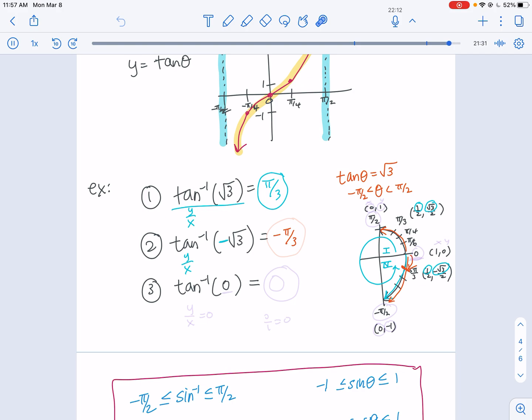All right, for number 3, the inverse tangent of 0. So the ratio is 0, which means y over x needs to equal 0. The only spots we see 0 are at pi over 2, 0, and negative pi over 2. Well, pi over 2 and negative pi over 2 are actually not even part of your restriction, so you can toss those out. But even if you didn't know that, if you did 1 over 0 or negative 1 over 0, what do you get? Undefined, so that's not going to be it. It's at 0 that y over x gives you 0, so the answer is 0 radians. Tangent of 0 is 0.